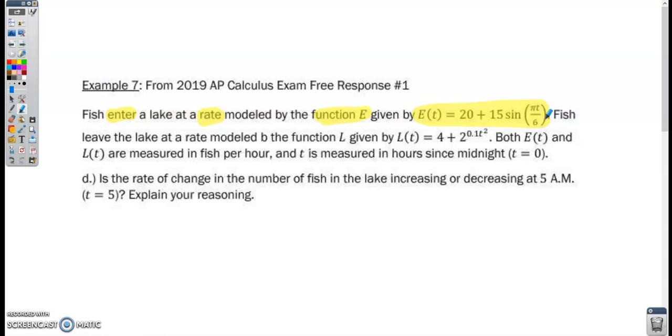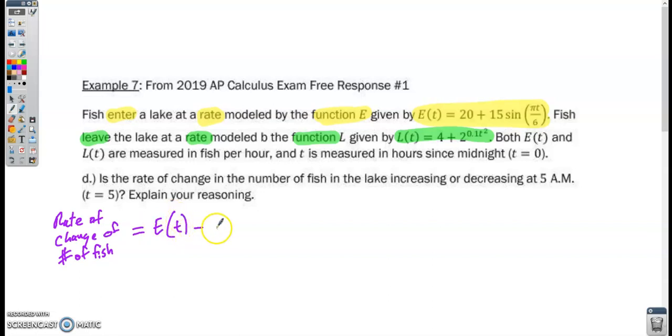Fish leave the lake at a rate modeled by the function L, which is this function. Both E of t and L of t are measured in fish per hour, and t is measured in hours since midnight. So the rate of change of the number of fish is equal to the rate at which they enter minus the rate at which they leave, E of t minus L of t.